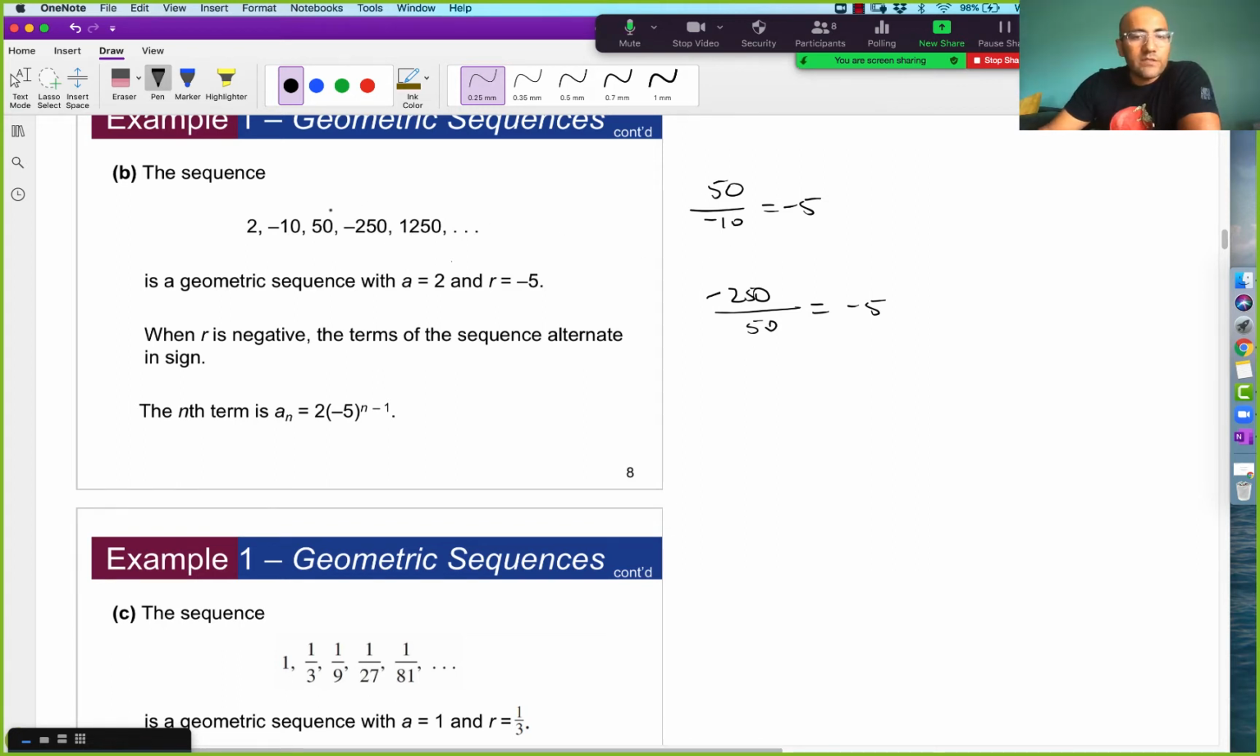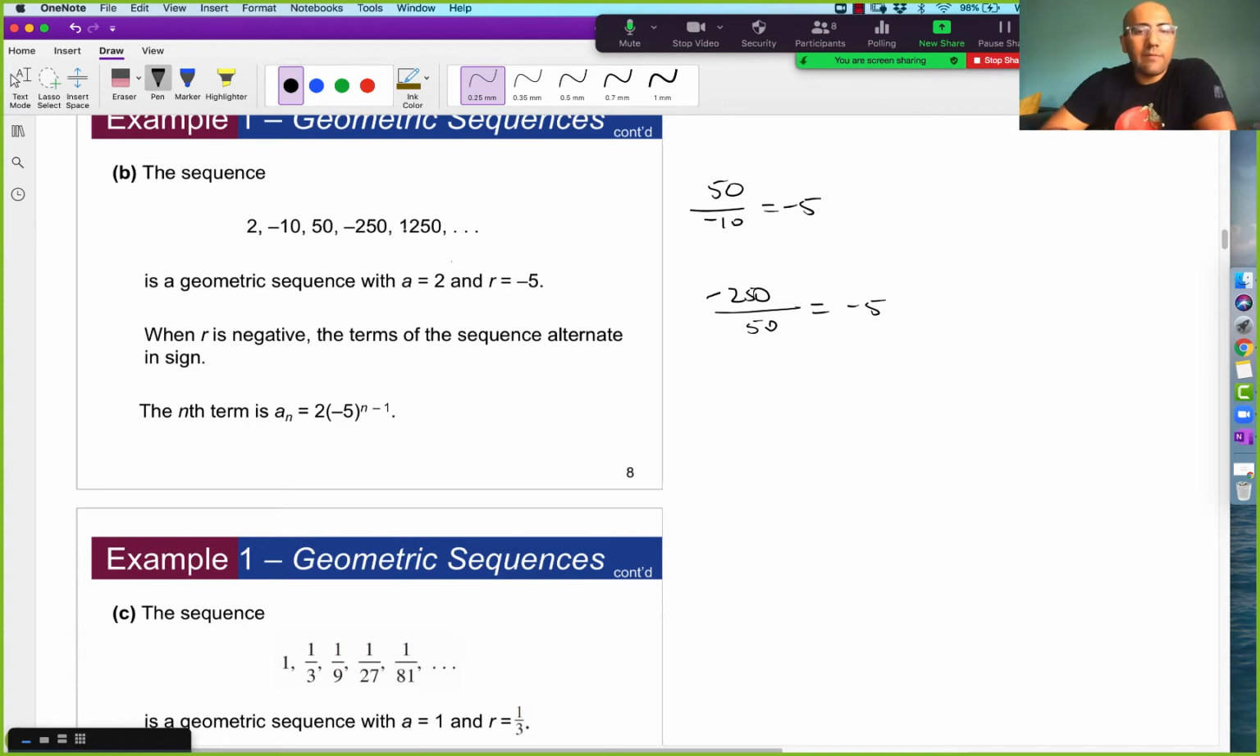That won't always be the case. Sometimes you might only be given, say, the number negative 10 and the number 1250, so you won't be able to just divide them quite so easily. But we'll look at an example like that in a little bit so you can see what to do in a case like that.